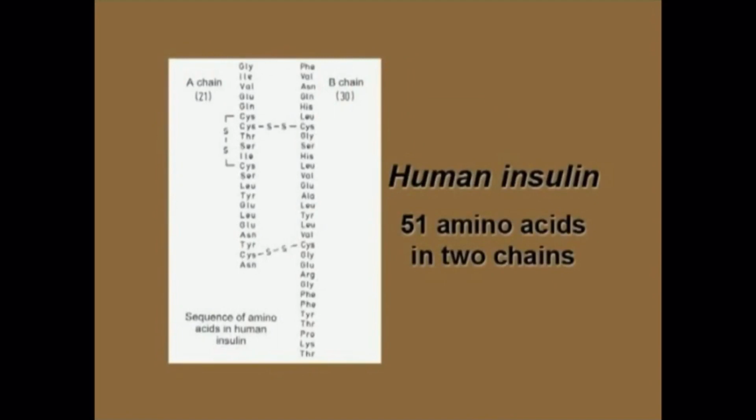All the proteins we have in our body, there are 50,000 different proteins, and all the proteins contain amino acids. Here, for example, the human insulin has 51 amino acids in 2 chains.